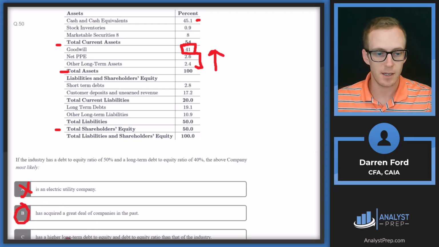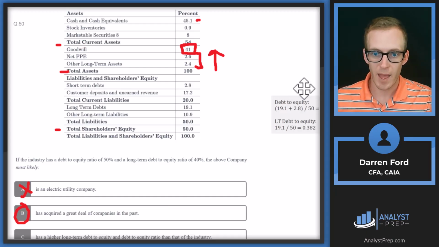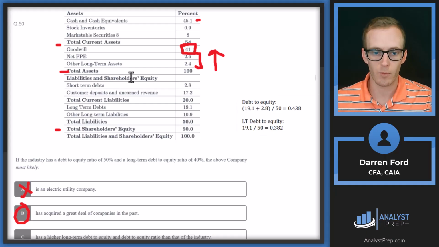And then for C, we've got has a higher long-term debt to equity and debt to equity ratio than the industry. For that, we can do a calculation to rule it out. We have debt to equity of 43.8%. So that's going to be lower, and long-term debt is going to be 38%, which is going to be low, just below the industry as well. So for that reason, we can rule out C for sure, and we'll go with answer B.